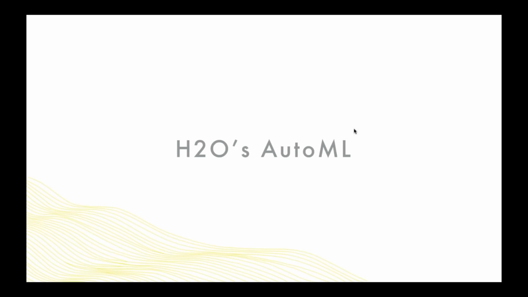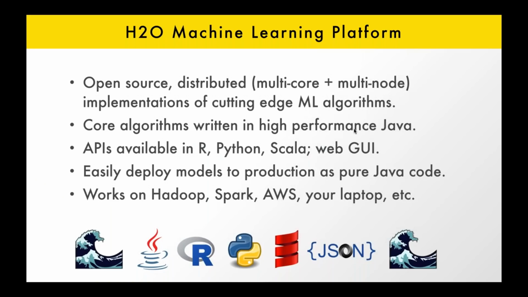All right, so let's talk about what we have in H2O for AutoML. First of all, if you're not familiar with H2O, just one slide on that. H2O is an open source distributed platform, meaning it's multi-core and can be multi-node on multiple machines. So let's say you have a cluster on Amazon with 30 nodes. It provides distributed implementations of what we consider to be the cutting edge machine learning algorithms, or the popular ones that tend to work well, like GBMs, random forests, things like that.